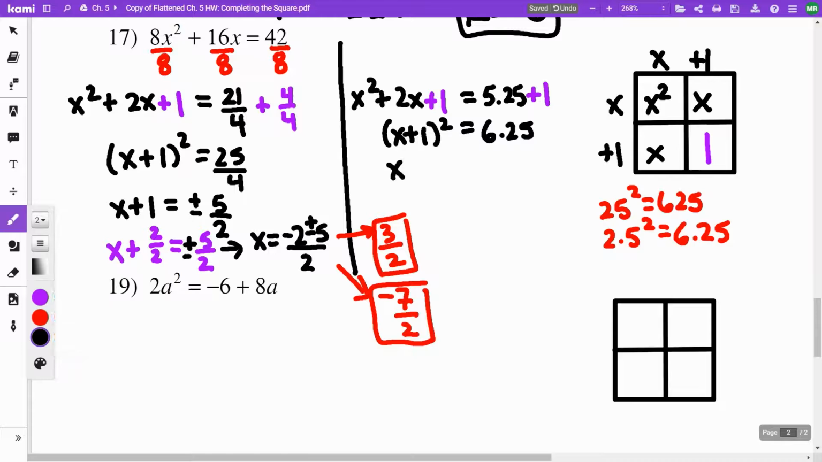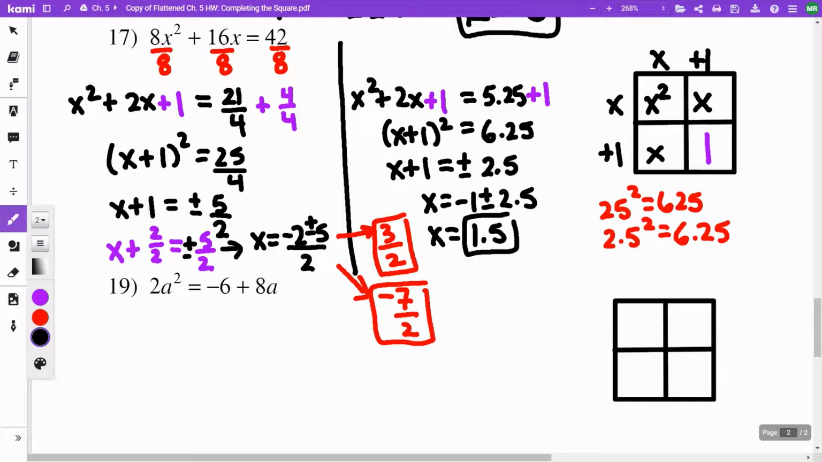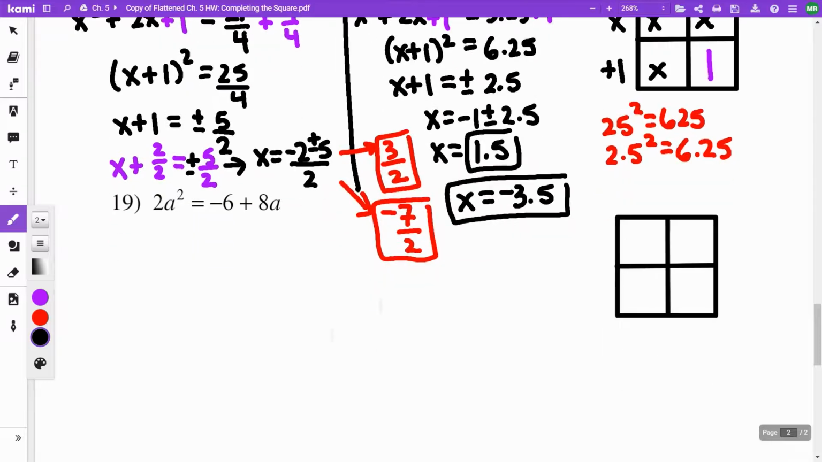So I'm going to square root this side, get an x plus 1. I'm going to square root the other side and get a plus or minus 2.5. So I'm going to have a negative 1 plus or minus 2.5. Negative 1 plus 2.5 is a 1.5, which is the same as my 3 halves. Negative 1 minus 2.5 is a negative 3.5, which is the same as my negative 7 halves. So you see I get the same answer. So you can do it as a fraction. You can do it as a decimal. Both will result giving you the same answer.